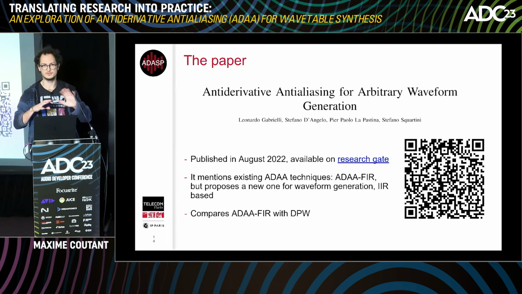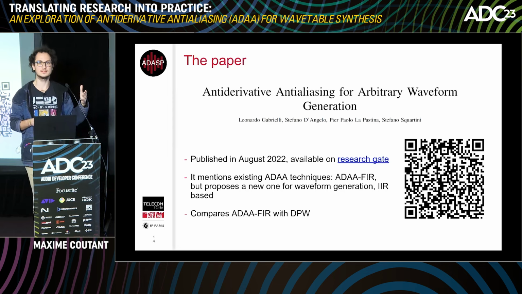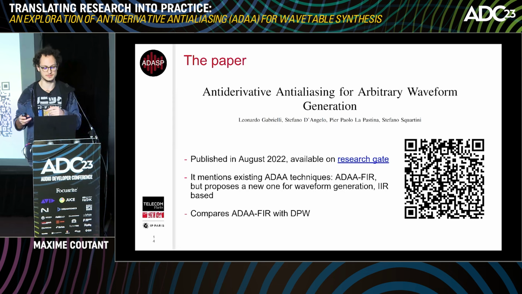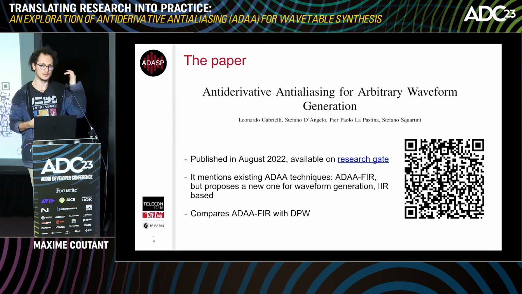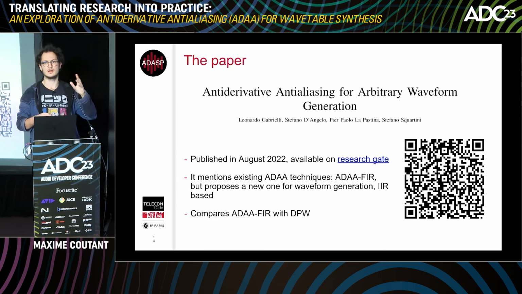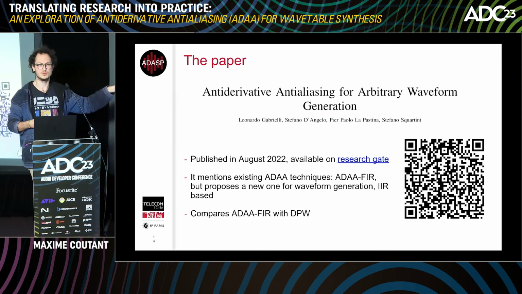In the paper, I won't cover every detail, but they mention existing techniques. They call it ADAA FIR for FIR kernel-based. And they also mentioned another approach they published in a previous paper using IIR filters. And they push it further by proposing an algorithm for waveform generation. Also in the paper, they compare ADAA FIR with another technique, which is called DPW. I won't really cover that in detail, but they prove it's equivalent.